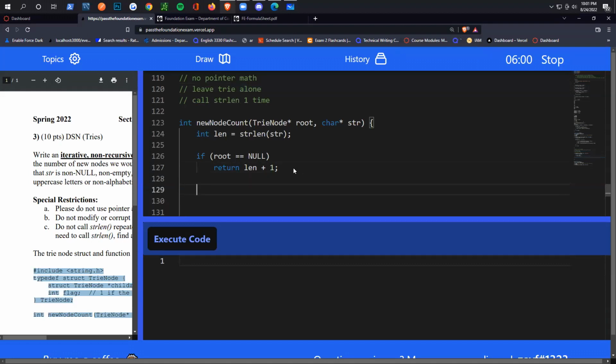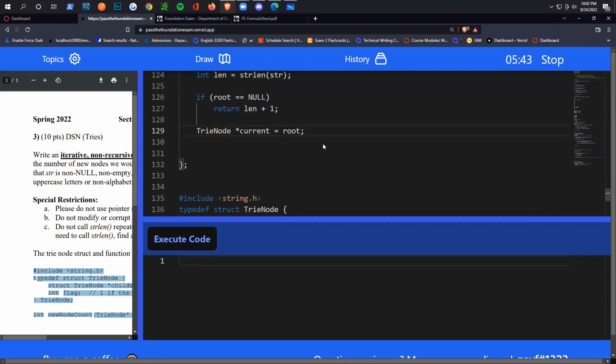So if we're doing iterative, we're going to have to traverse the trie somehow. The way we can do that, what I like to do for every single function, is make a temporary trie node. Me personally, I like to call these things C, so C for current. I'll just call it current because people might not be used to that convention. So this is currently pointing at the very top of the trie.